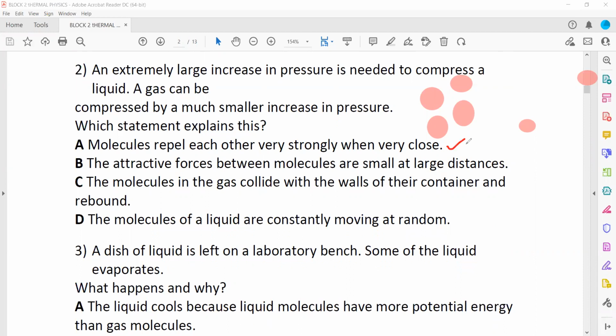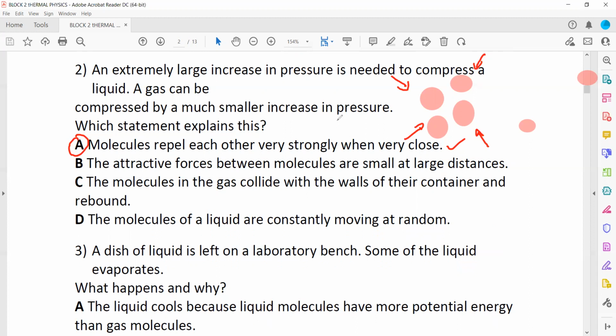That's true, because when the molecules are closer, they repel each other. So it will be difficult to bring them closer together. That's why A is the right answer. Why not B, C, or D? The attractive force between the molecules is smaller at a large distance. Look, this statement is true, but it does not explain why the liquids are difficult to compress.